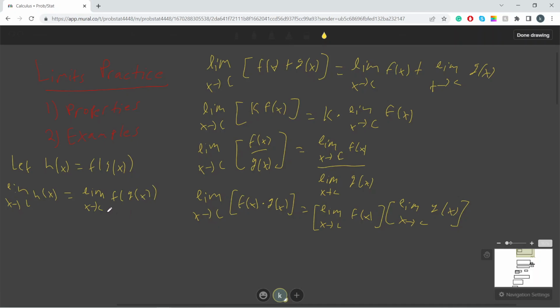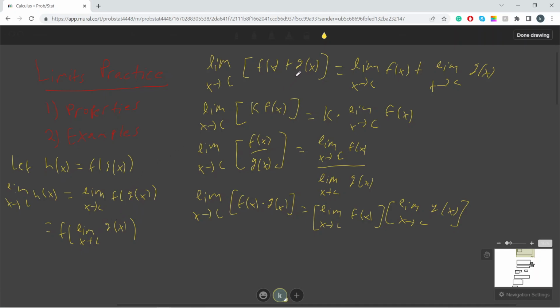And one cool thing we can do with compositions is that we can bring the limit essentially inside. So this f function is on the outside, but the g function is on the inside. So we can essentially take the limit as x approaches c of g of x and then take f of that limit. So this is going to be equal to f of the limit as x approaches c of g of x. And this property can come in handy if f is especially a complicated function you want to evaluate, but g is a very easy function to evaluate. This composition property can come in clutch.